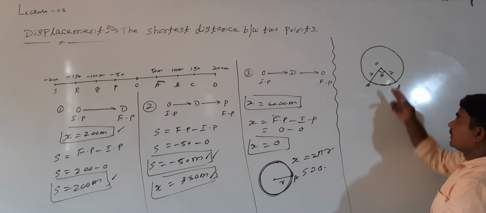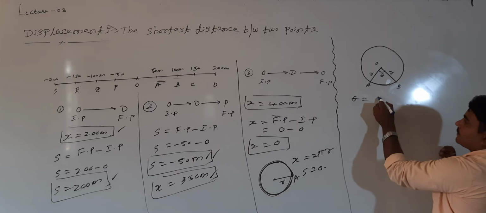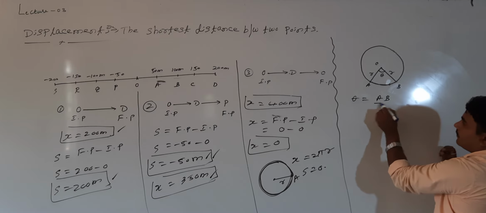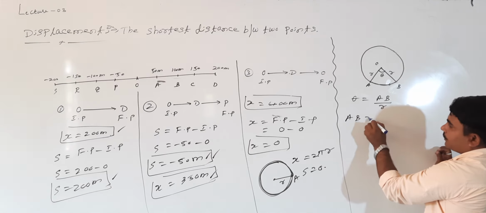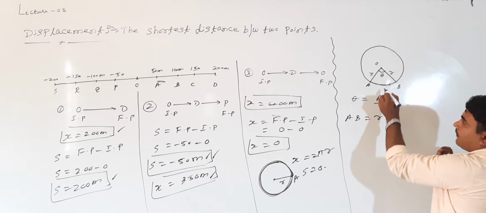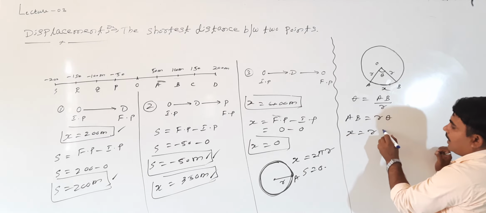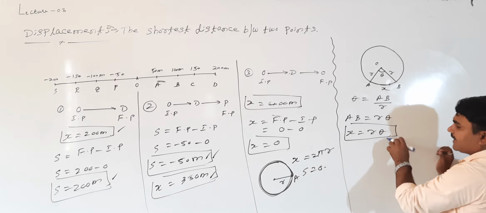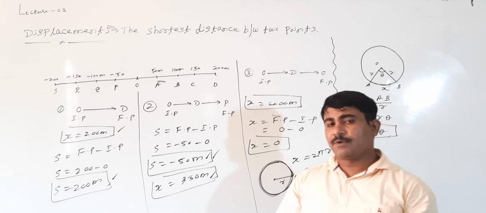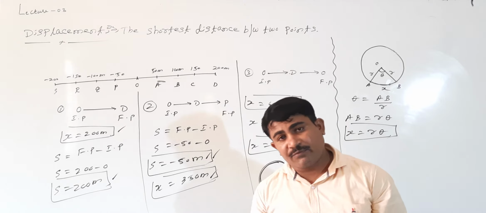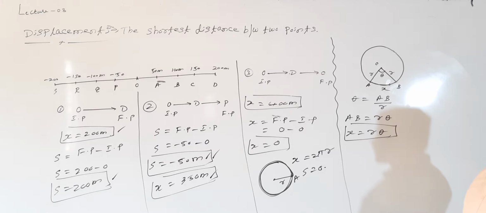How do we calculate from this? See here, from this triangle, theta equals the length of the arc divided by the radius, AB divided by radius R. So AB is equal to R into theta. AB is the distance traveled. X is equal to R into theta. Theta is in radians. Theta may be 5 by 2, theta may be 3 5 by 4, theta may be 2 5. You can calculate it generally.